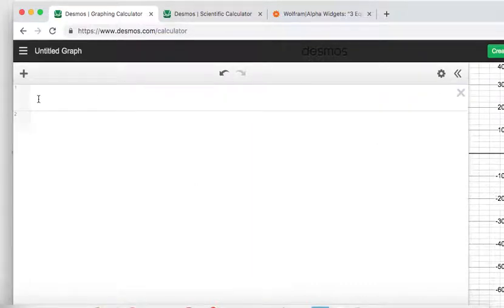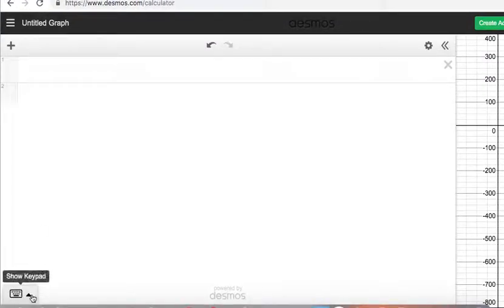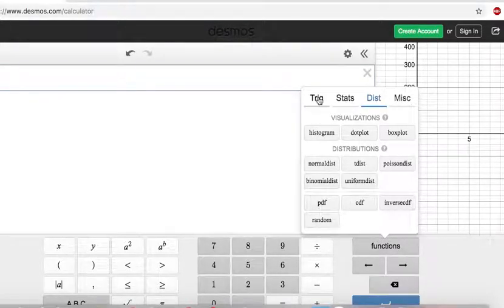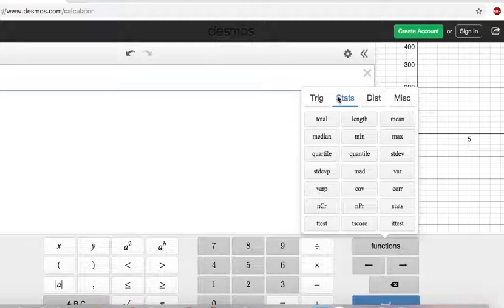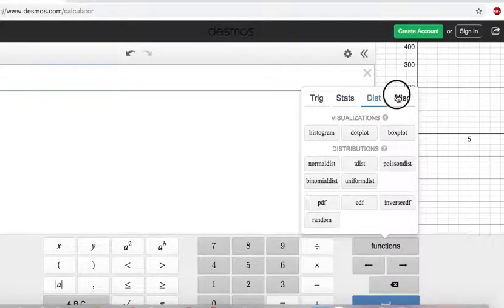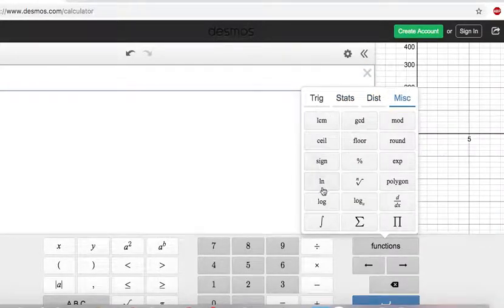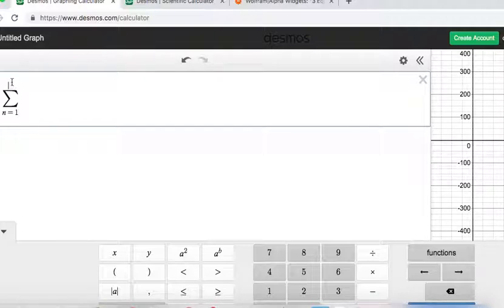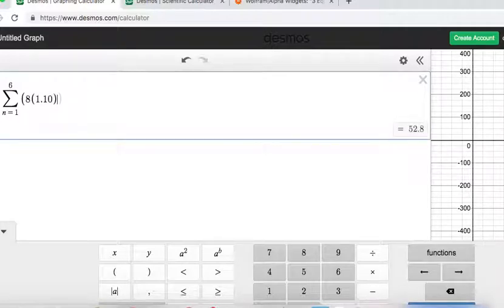So let's get rid of this. I don't want this to take too long. I want to see if they have a summation notation here. I'm going to functions. Trig, no. Stats, probably not. Distribution, definitely not. Miscellaneous. Do you guys see summation? Here we go, summation. I love this Desmos, and it's free. Highly recommend it. So we start at 1, go up to 6, and it was 8 times 1.10 to the n minus 1, right? With n minus 1 being up.